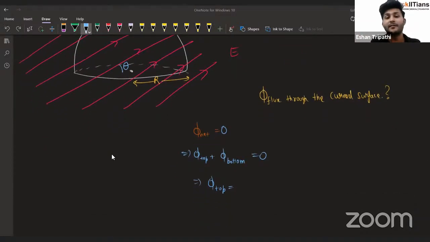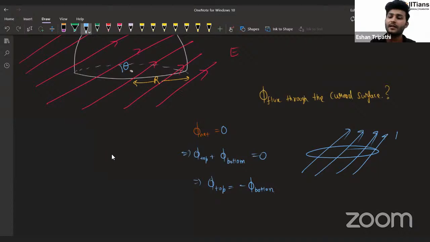We don't want to integrate and find it every time. So instead we'll find the flux passing through the lower surface, the negative of the flux passing through the bottom. Okay, so we'll consider this. We'll say the electric field is passing like this. E is the electric field, and what's the value of area? Area is pi r square.